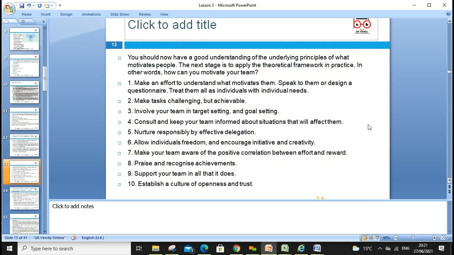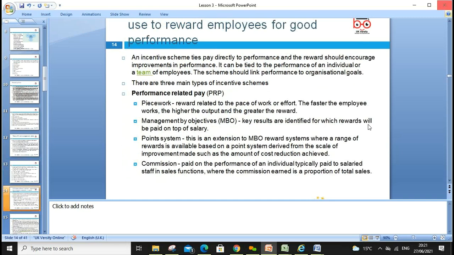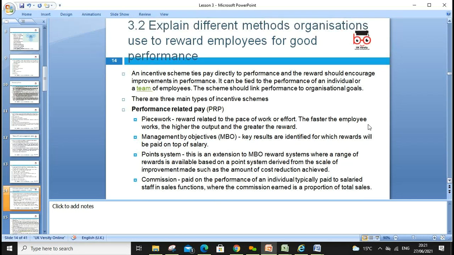Theory X is more autocratic, you can say, and Theory Y is more liberal and democratic. Managers can adopt either style, and you should have a good understanding of the principles to motivate people, making the effort to understand what motivates them. You ask these questions, make tasks challenging, involve your team, consult and keep your team informed, nurture responsibility, allow individual freedom, and praise and recognize. That is all crucial to achieving our objective.